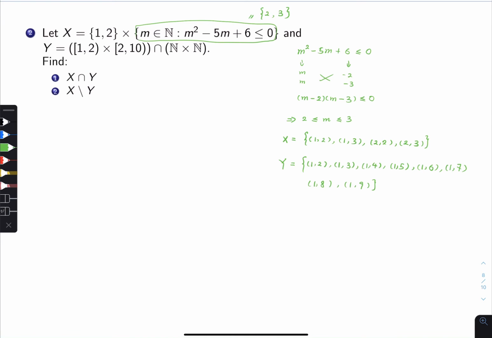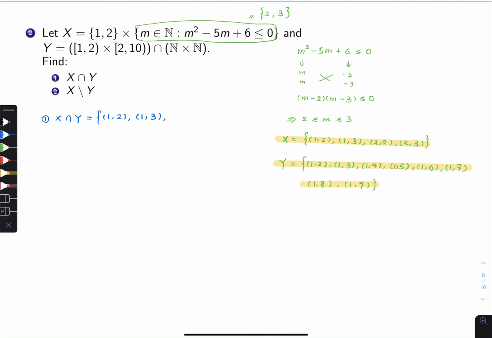Okay, so since we know what our X and what our Y are, we can find X intersect Y. X intersect Y means the elements that have to be in both X and Y. So let's have a look. Since X is smaller, let's check. (1, 2), we have (1, 2) in Y as well, so that's one of the elements. The next one is (1, 3). We have (1, 3) in Y as well, so (1, 3) is in there as well.